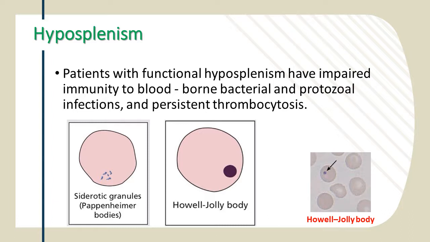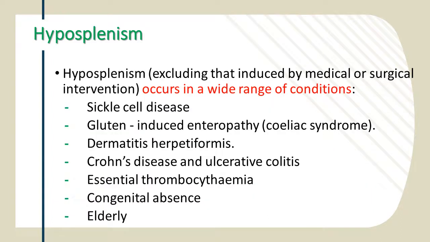A Howell-Jolly body is a cytopathological finding of basophilic nuclear remnants, which are clusters of DNA in circulating erythrocytes. Hyposplenism, excluding that induced by medical or surgical intervention, occurs in a wide range of conditions, such as sickle cell disease, gluten-induced enteropathy, dermatitis herpetiformis, inflammatory bowel disease such as Crohn's disease and ulcerative colitis, essential thrombocythemia, as well as congenital abscess and in the elderly.